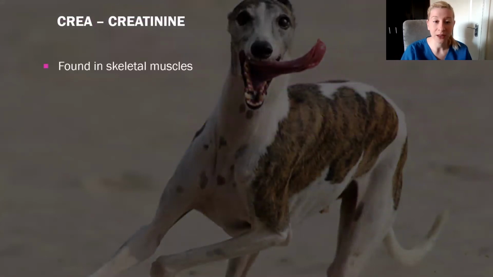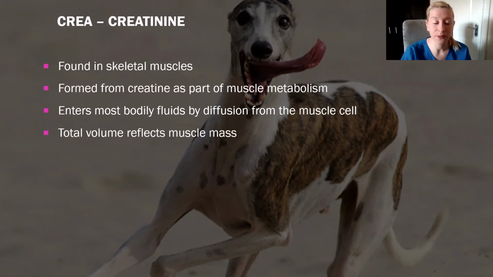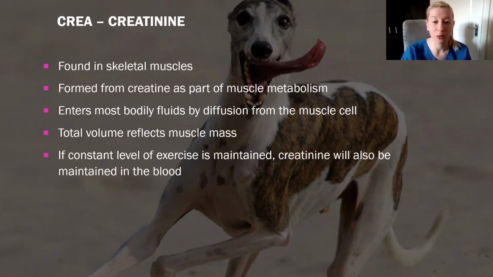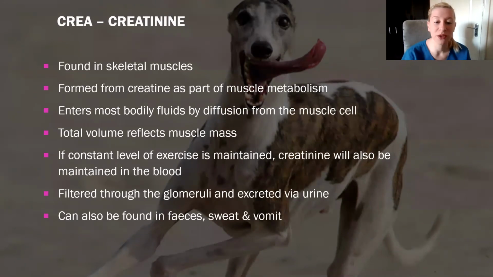Now, creatinine, this is slightly different. So it's found in skeletal muscles, and it's formed as part of the breakdown of creatine. So this enters most of the body's fluids as the body breaks down those muscle cells. And therefore, the total volume of your creatinine within your bloodstream is reflective directly of the total muscle mass of that patient.